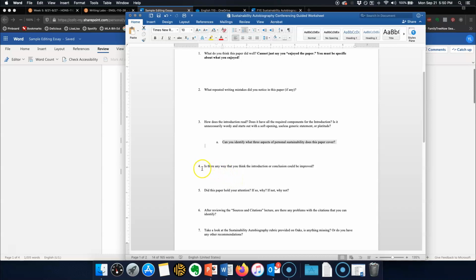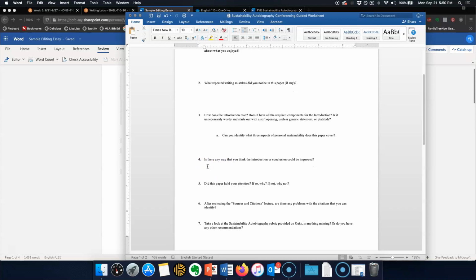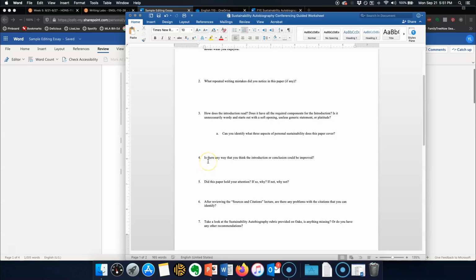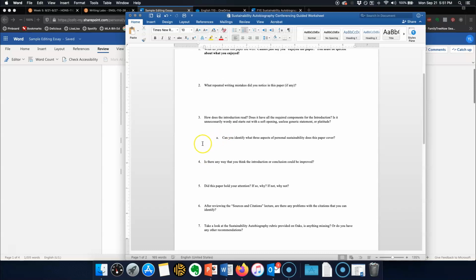And then number 4, is there any way you think that the introduction or conclusion can be improved? Give your partner some feedback. They're going to be giving you feedback too, so give them some feedback. I'll also be part of the conferencing session, so I'll be answering every last one of these questions right along with you all. So don't feel like you're out there on your own, okay? I am going to be giving as much feedback as I can as well.